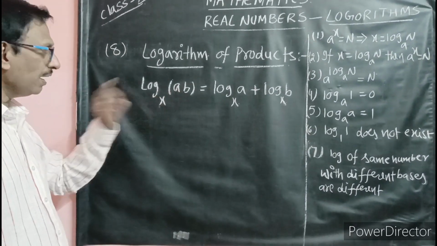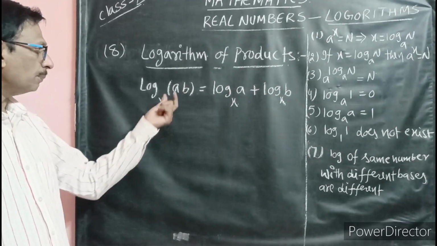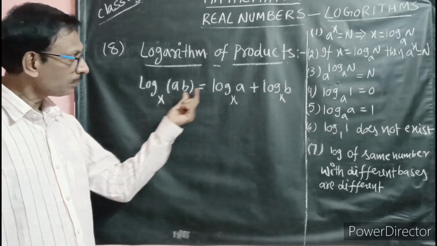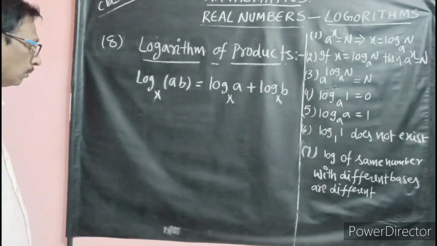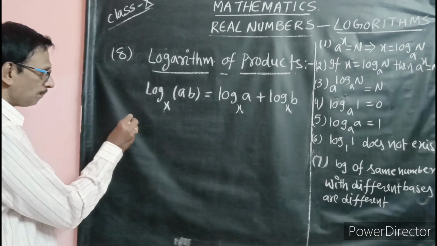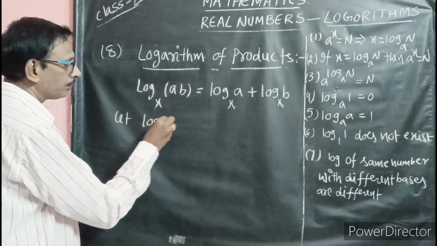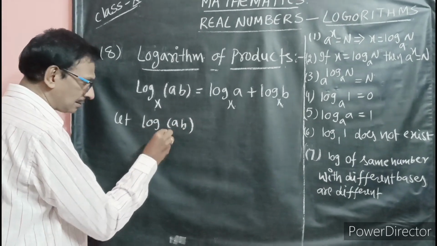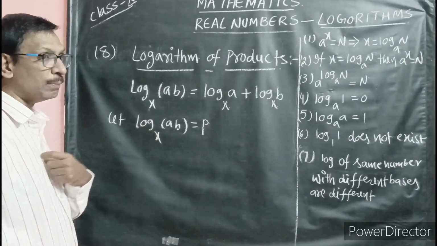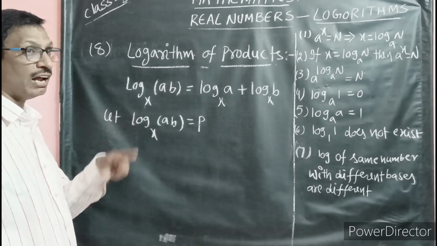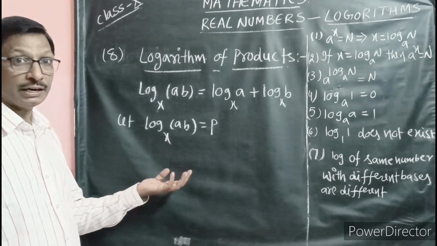Log AB to the base x is equal to log A to the base x plus log B to the base x. Observe that here A into B is there, but in the solution log A plus log B is there. Now for this solution, let us take logarithm of AB to the base x is equal to some p, because it is a logarithm of a number. Every logarithmic number gives some value to us. It is a real number. That real number we do not know. In general we are taking that it is p.